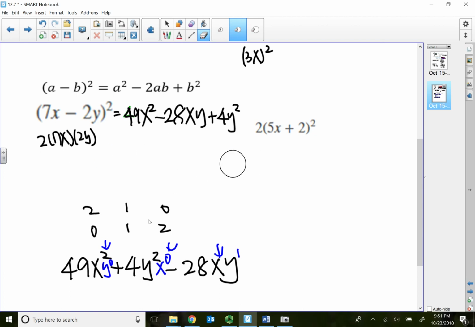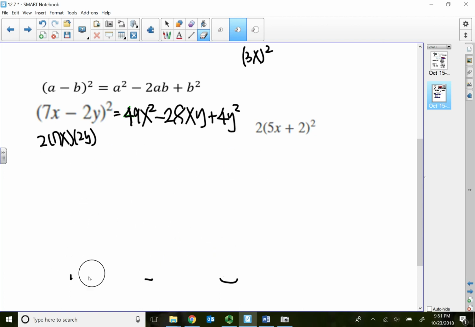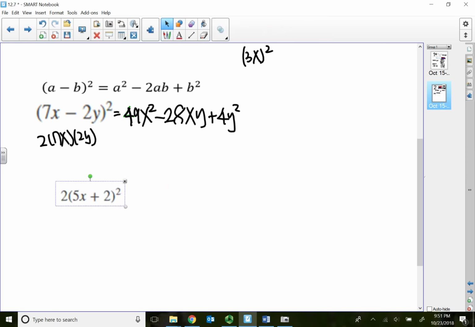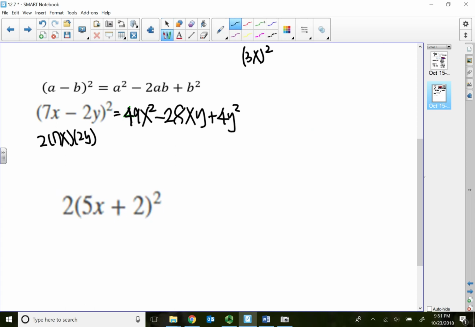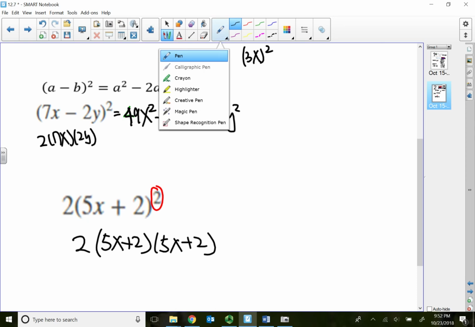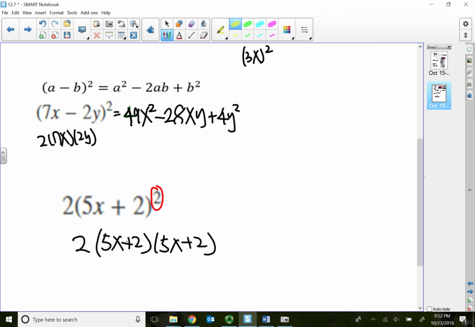Now this example right here, if you actually think about what this problem is saying, the square is on the outside of the parentheses, so that means my base 5x plus 2 is actually multiplied by itself 2 times. And I have another 2 up front. So I mentioned before, whenever we need to multiply 3 things, we can only do 2 at a time. So basically, I'm going to multiply 5x plus 2 times 5x plus 2 first.